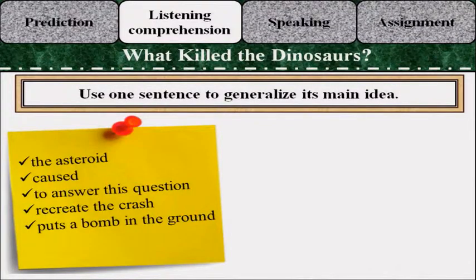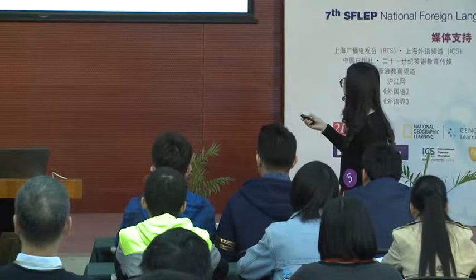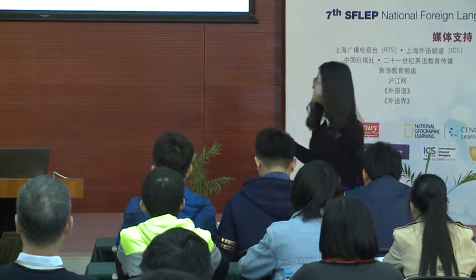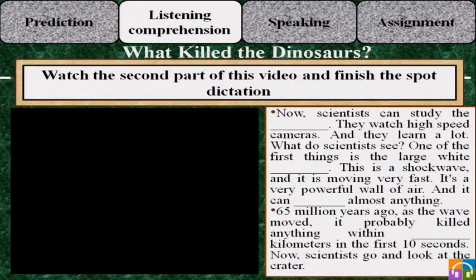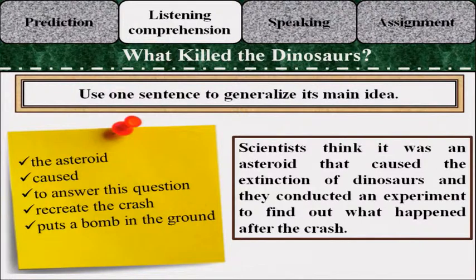So now let's see what I got here. The key words, right? The asteroid. This is the main reason. And caused, to answer this question. These words and phrases are important because they can tell us the inner logic of the content, right? And also recreate the crash. And how to recreate the crash? Puts a bomb. So we can get this general idea: scientists think it was an asteroid that caused the extinction of dinosaurs, and they conducted an experiment to find out what actually happened.